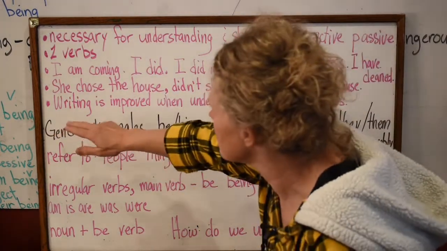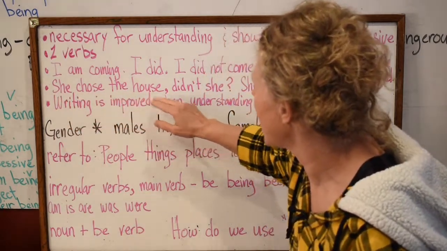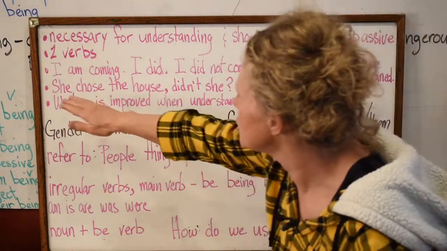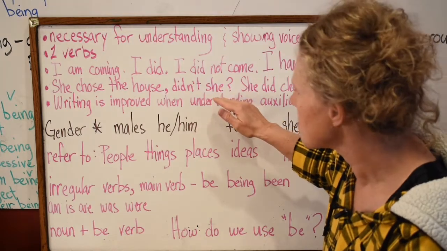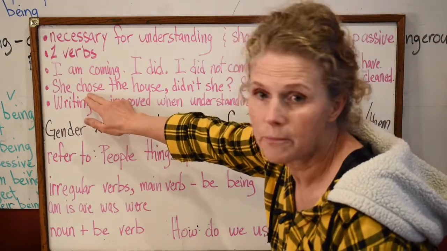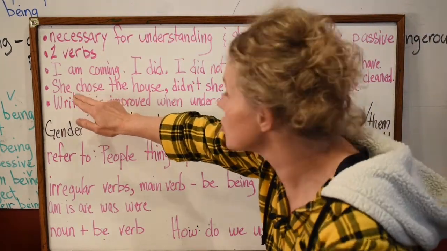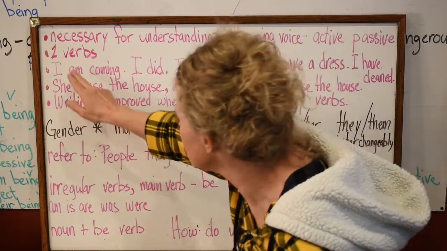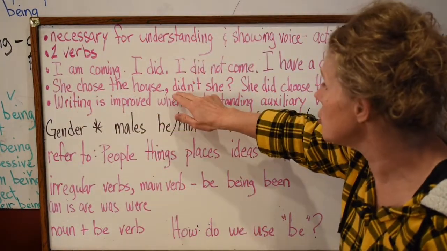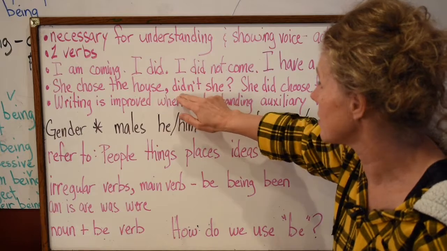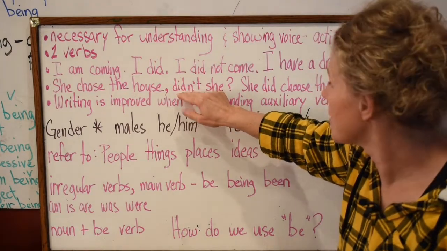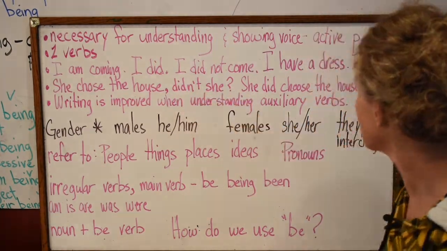Okay, now here's another sentence. She chose the house, didn't she? She chose the house, didn't she? So right here, third person. This is third person simple. We don't have an auxiliary verb here, but we do have an auxiliary verb here, and this is a standalone verb, okay?